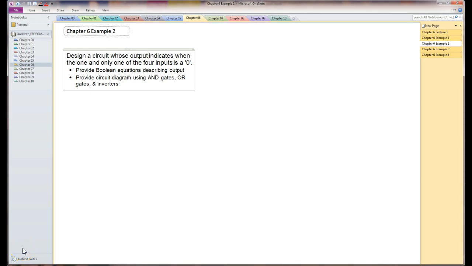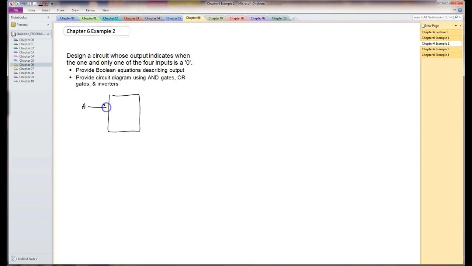Here we have chapter 6, another example problem, and this is another design problem. What we want to do is design a circuit whose output indicates when one and only one of the four inputs is a 0. So this is the first step in every circuit: draw the black box diagram, so we'll do that.